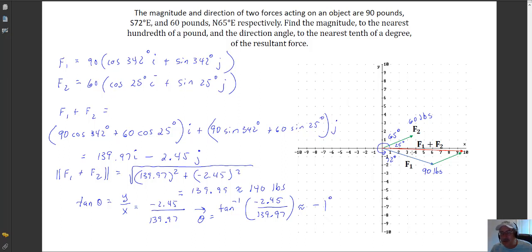So it almost looks like it could be that the resultant direction is negative 1 degree. But of course, if you wanted to get the angle as a positive, you would add 360 to it, and you could say 359 degrees. Now, these angles, of course, are coterminal.